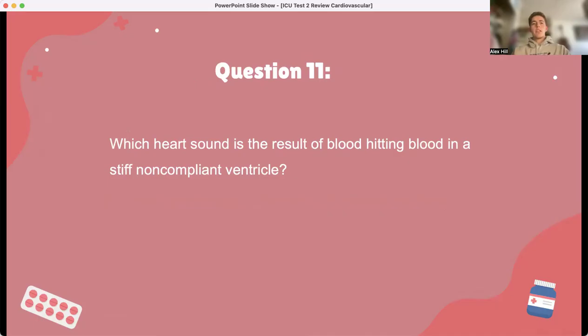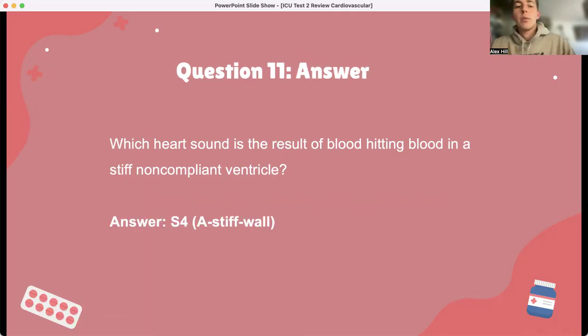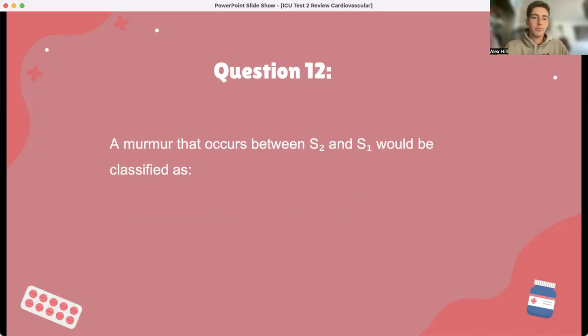Which heart sound is the result of blood hitting blood in a stiff, non-compliant ventricle? So this will be S4, right? So S3 is the blood hitting blood as it rushes in, if you have a lot of blood rushing into the ventricle at the beginning of diastole, and then S4 is at the end when you have that atrial contraction. And this is if the ventricle is stiff.